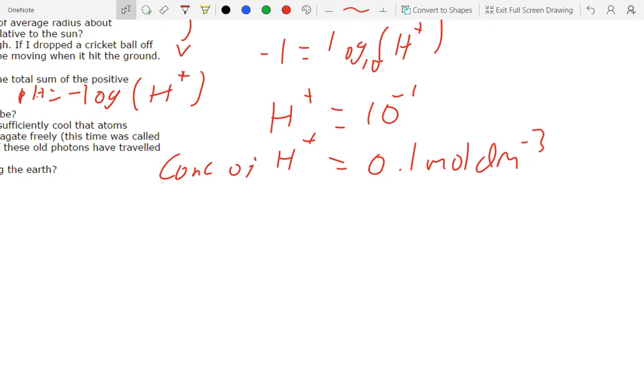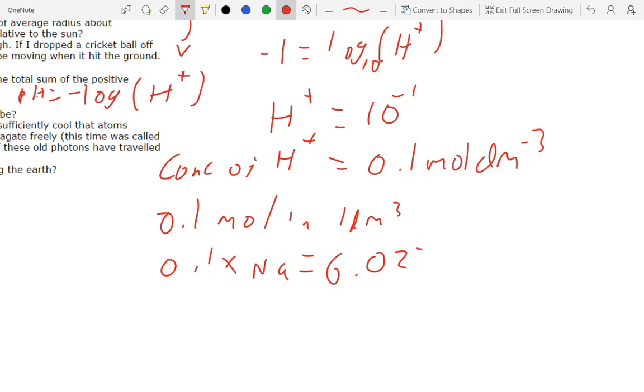So we know that 0.1 mole in 1 decimeter cubed is 0.1 times Avogadro's number, and that will get you the number of hydrogen atoms present. Sorry, that times looks more like a K. Just to be clear, it's a multiply. So times Avogadro's constant. Avogadro's constant is 6.022 times 10 to the 23, which means we're multiplying it by 0.1, so we get 6.022 times 10 to the 22. And that's the number of hydrogen ions in the litre. 1 decimeter cubed is 1 litre, just to make that clear.